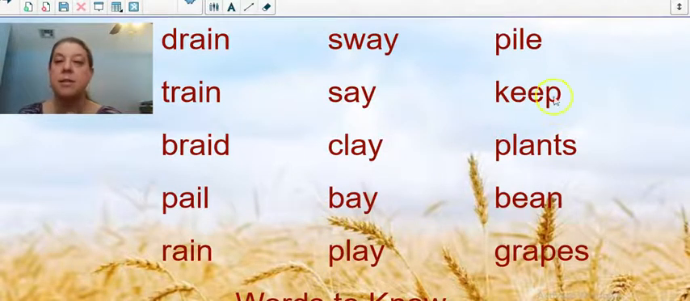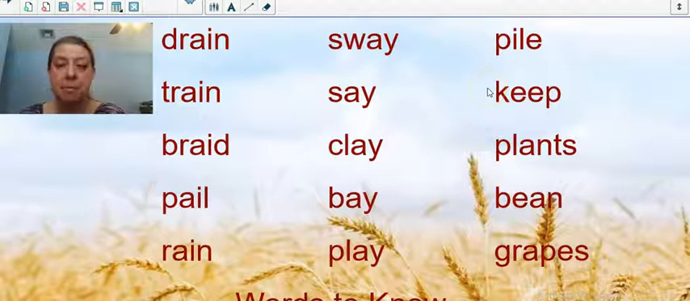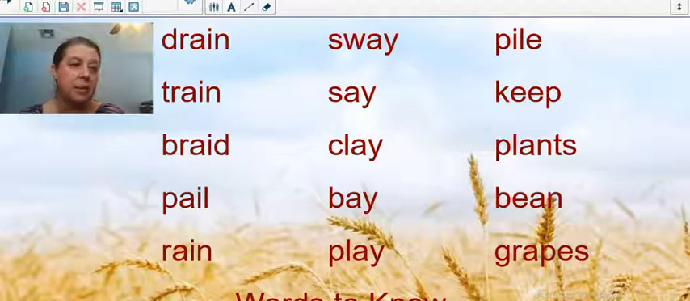All right. So this row, we've already talked about this one being review words, so let's read this one together. So that means when I read, you read. Pile. Keep. Plants. Bean. Grapes.